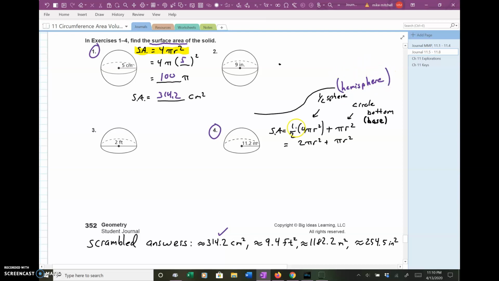So notice we have half the area of a sphere, so half of 4 pi r squared, which is 2 pi r squared. And then we have the bottom, which is kind of like a base, but it's a circle on the bottom, so that area is pi r squared. We add those up, we get the formula. We got that lovely 11.2, so we're going to have 2 pi times 11.2 meters squared plus pi times 11.2 meters squared. We could have simplified this a little bit, it looks like here, to 3 pi r squared. I'm wondering if that would always work. Got to think about that.